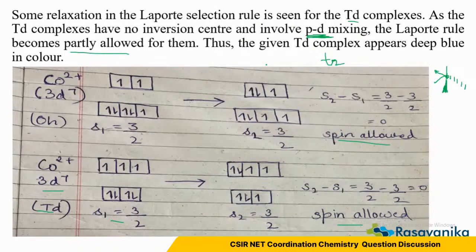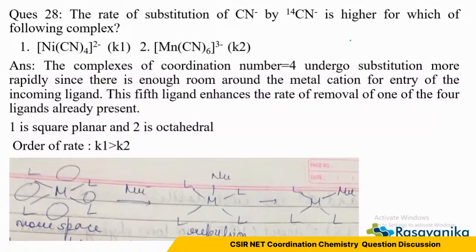Yeah. So the next question is, the rate of substitution of CN minus by 14CN minus is higher for which of the following complexes? Now this is a case of a substitution reaction. This is also very important. Associative mechanism and dissociative mechanism. The octahedral complexes follow the dissociative mechanism. The square planar complexes follow the associative mechanism.